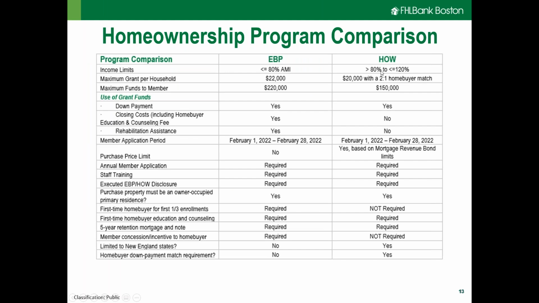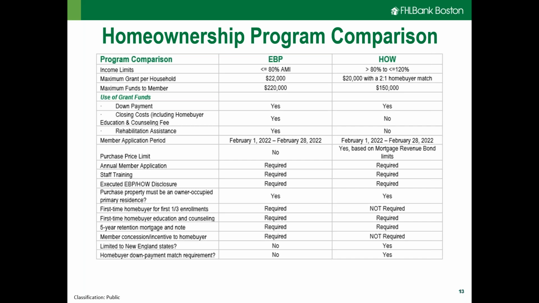So when you're comparing these programs, we'll highlight the things that really pertain to the disbursement level. For example, the maximum grant per household for EDP this year is $22,000. For the HOW, it's a 2-to-1 match at $20,000. EDP can be used for down payment and closing cost assistance, as well as rehab, if applicable. HOW is for down payment only.